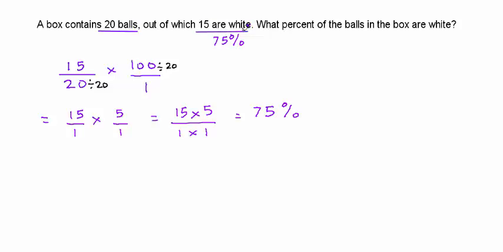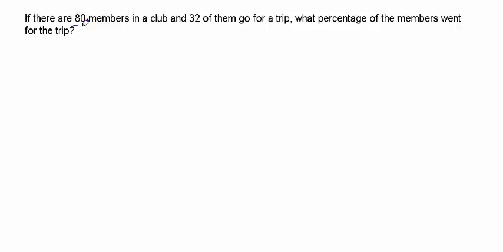Let's try another one. If there are 80 members in a club, that's the total number of members, and 32 of them go for a trip, what percent of the members went for the trip? So you want to create a fraction with the number of members who have gone for the trip on the top as the numerator and the total number of members in the club, 80, as the denominator, and times that fraction with 100 or 100 over 1.